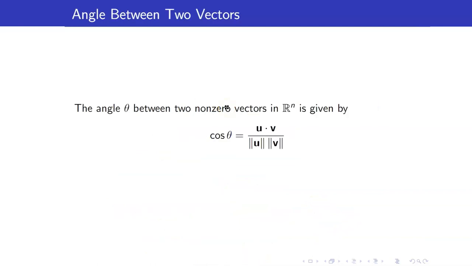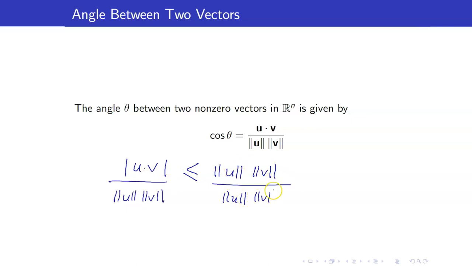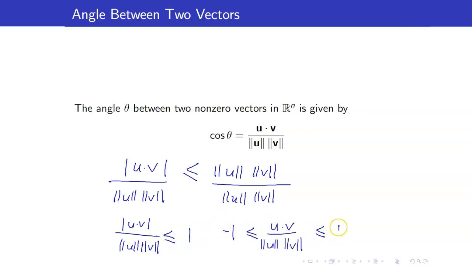Next, we can talk about the angle between two vectors. The angle between two non-zero vectors in Rn is given by this, the dot product of u and v all over the product of the magnitudes of the two vectors. By Cauchy-Schwarz inequality, the absolute value of u dot v is less than or equal to this one. So therefore, if I divide both sides by this one, the inequality will not change since this is positive. So we get that this value is less than or equal to 1. In particular, this expression is between negative 1 and 1.